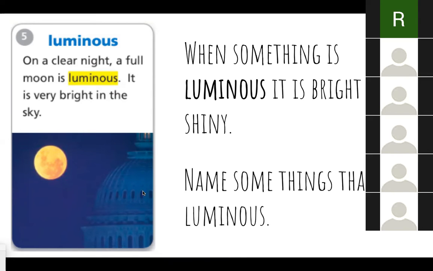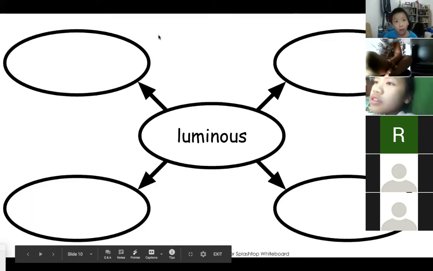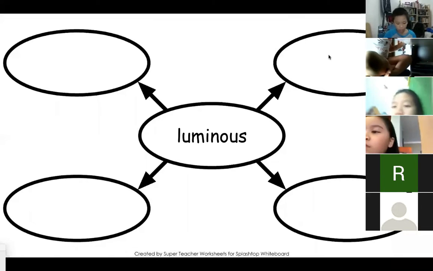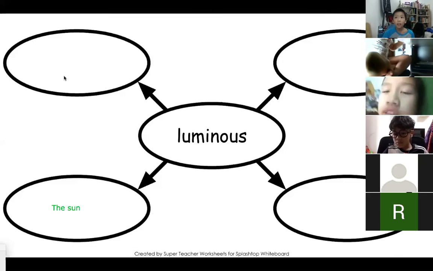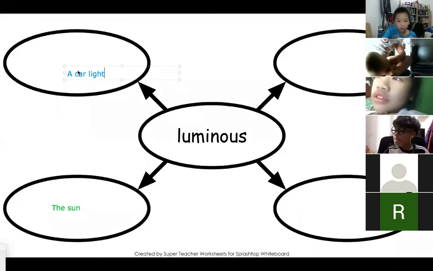So let's work together and name some things that are luminous. So we're going to fill out a web like this. Type to me an example of something that is luminous, and I'll fill it in the web. Okay, so we said the sun is luminous. A car light is luminous.